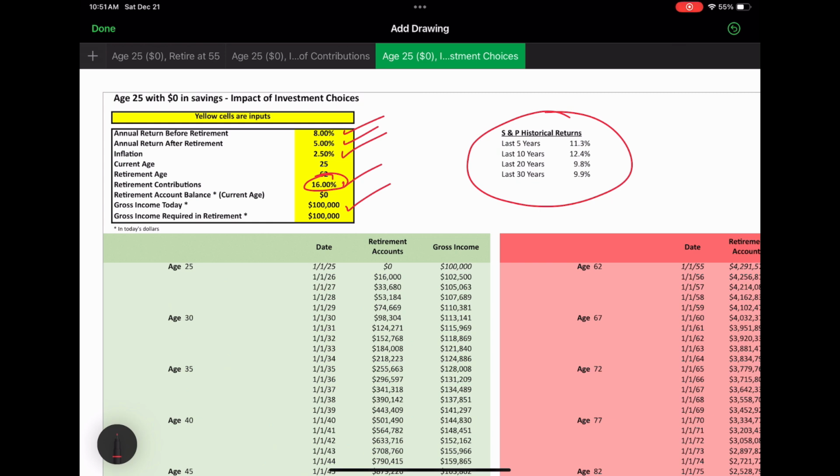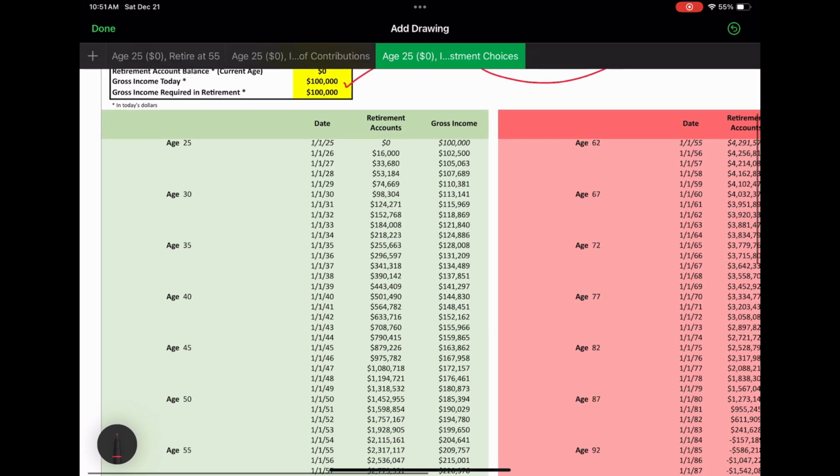These are all choices that you have to make. You have to look at your own financial situation and determine what is best for you. But in any case, let's get back to this. We changed our rate of return, lowered it by 2%. Nothing else changed.